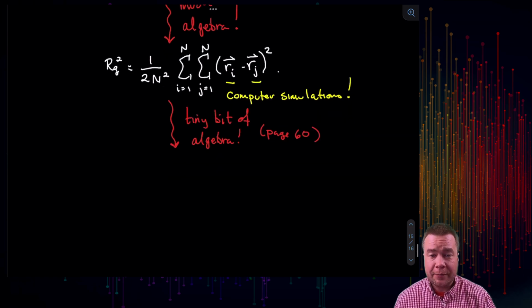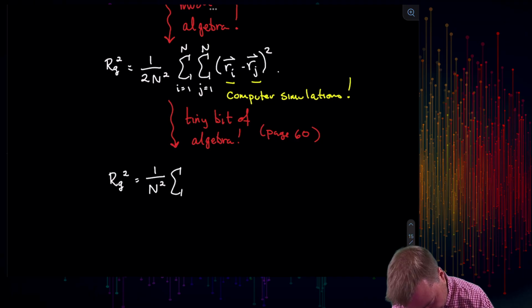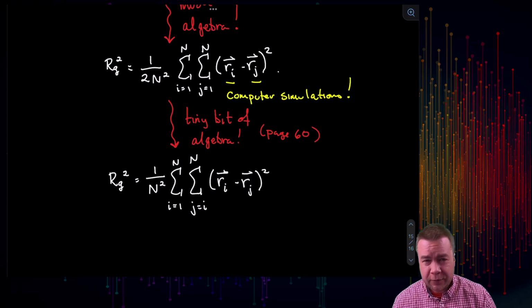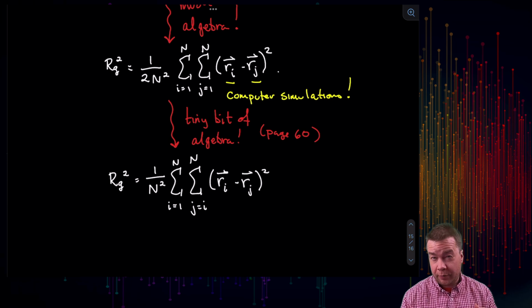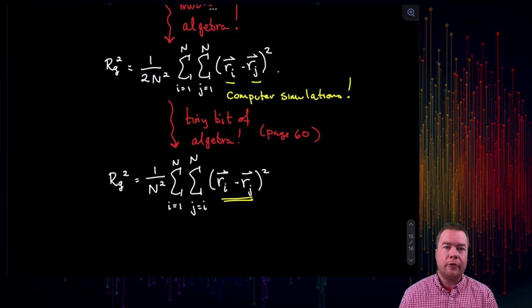So after that tiny bit of algebra, we get an equivalent expression, Rg squared, which is 1 over n squared, summation i goes from 1 to n, summation j equals i, not j equals 1, to n, and you get the same thing, Ri minus Rj squared. So even though the radius of gyration is telling you the average distance of a certain monomer from the center of mass of the molecule, when you're calculating it, what you're really doing is looking at how far each monomer is from every other monomer in the polymer chain. That's the calculation you're doing.